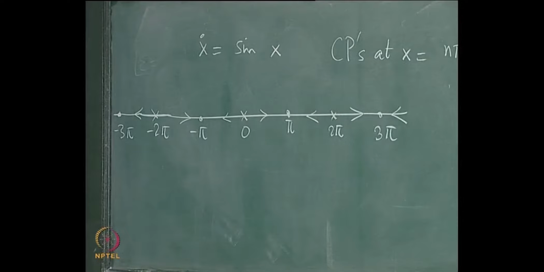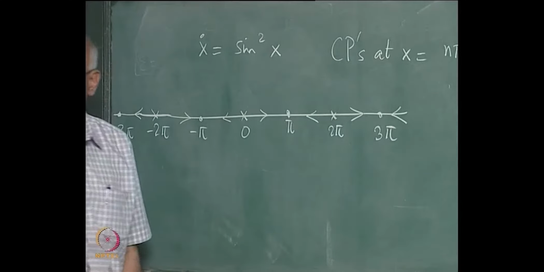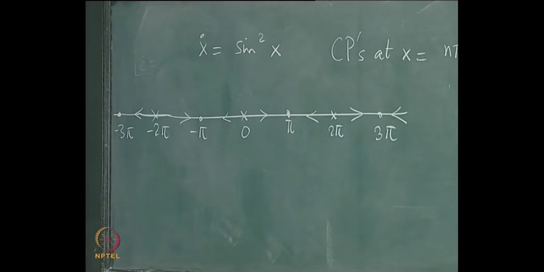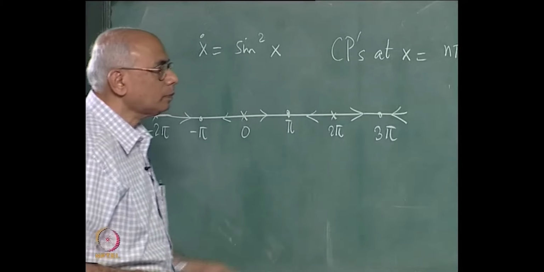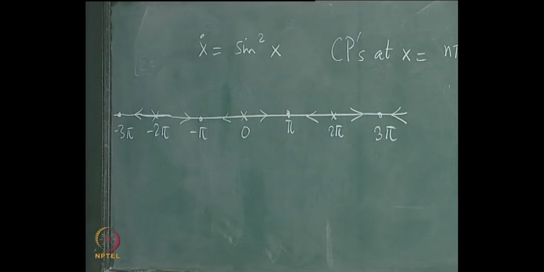As an exercise, I urge you to try next the following: sin squared x. And check out what happens in that example. What kind of critical points would these be? Would they be simple critical points? No, near x equal to 0 this behaves like x squared, so right away it is a degenerate critical point, and therefore the behavior would be very interesting. You check out what happens in this instance.